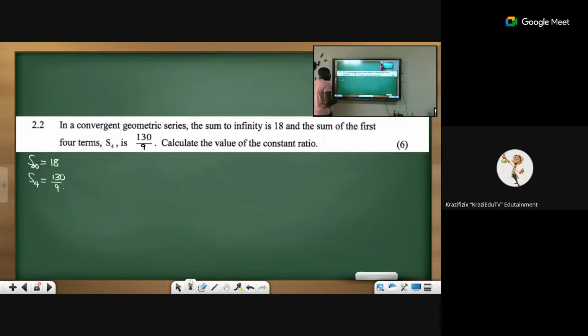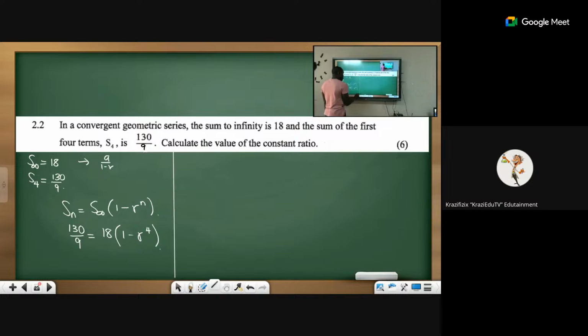If you remember, we did this yesterday, and I told you the formula for sum to infinity is A/(1 minus R). Once I see this, I know therefore my Sn will be S infinity times (1 minus R to the power n). Makes your life very simple. What is my Sn? 130/9. What is my sum to infinity? 18. And what is my n? 4. We're done with it. 6 marks. Makes life easy.